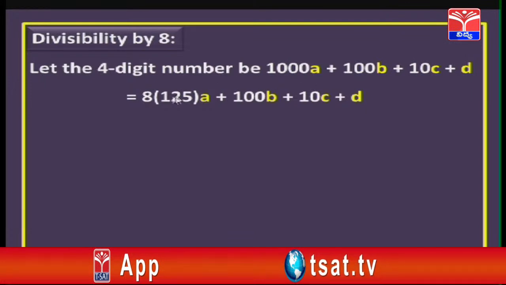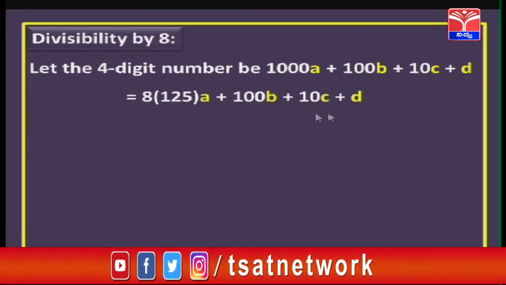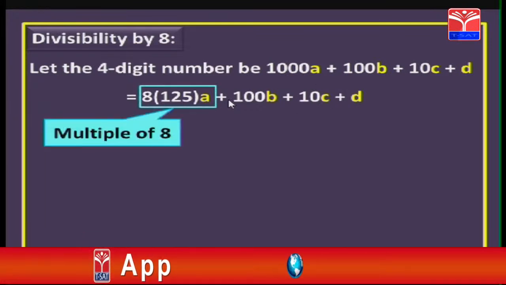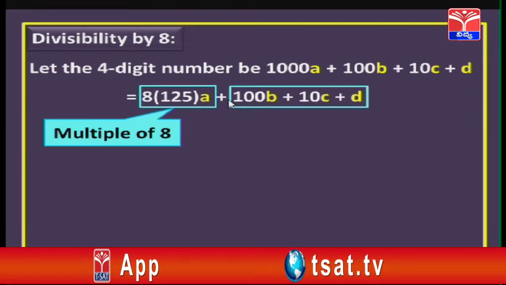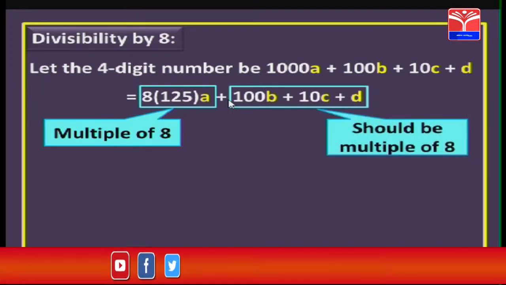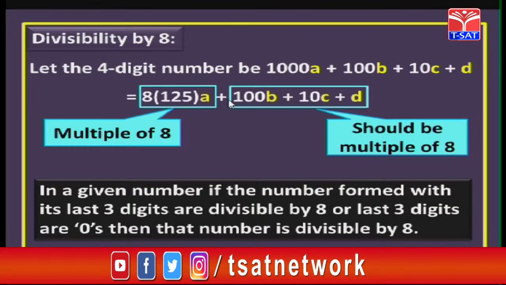So in 1000a, if I take 8 common, I can write it as 8 into 125a plus 100b, 10c and d, as it is, no change. Now this particular number, that is 8 into 125a, is a multiple of 8, or is divisible by 8. Whereas the left 3 terms, that is 100b plus 10c plus d, should be a multiple of 8. Then only I can say this number is divisible by 8.